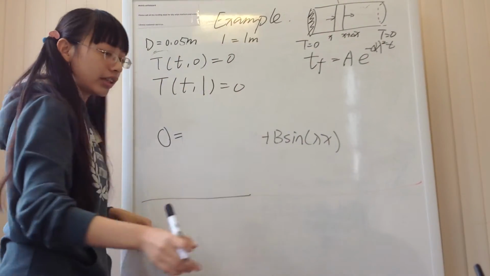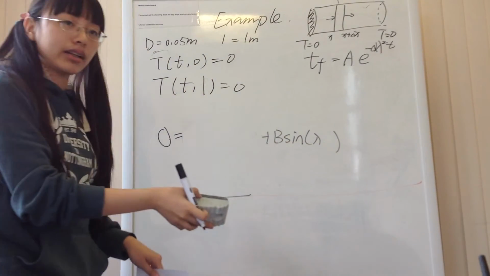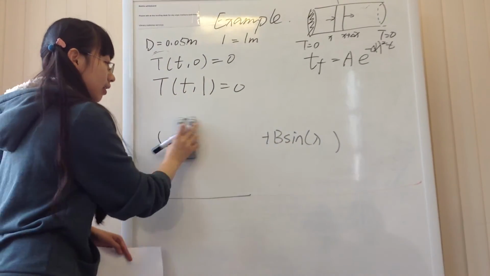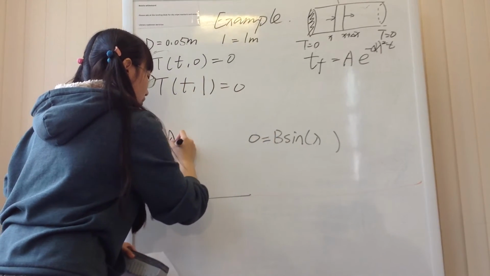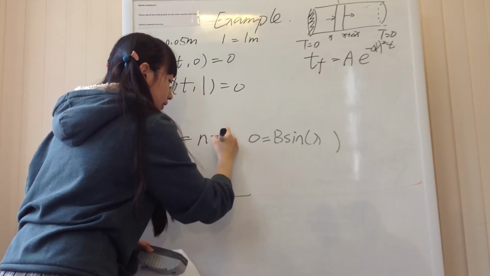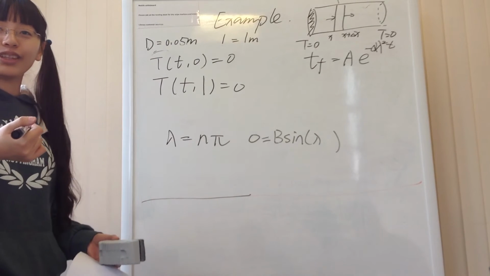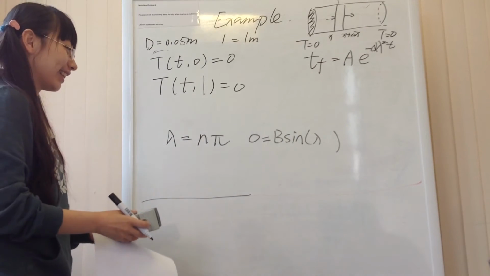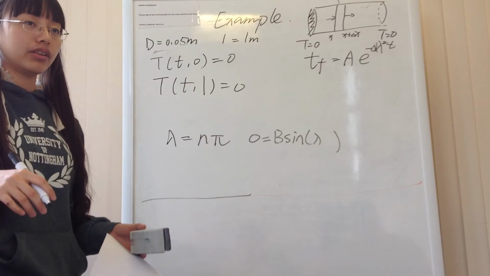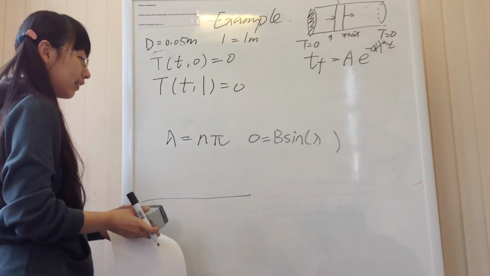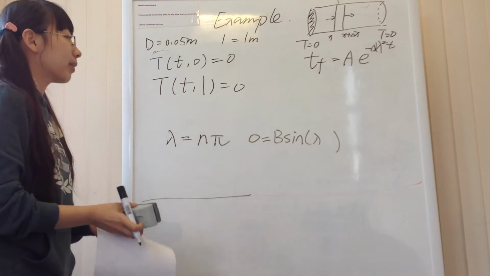So when we're thinking about 1, if I put 1 here, it becomes sine lambda equals 0. That means lambda has to be n pi, so sine n pi is 0. Does the cosine disappear for that one? Yes, because we got a equals 0. So lambda becomes n pi.